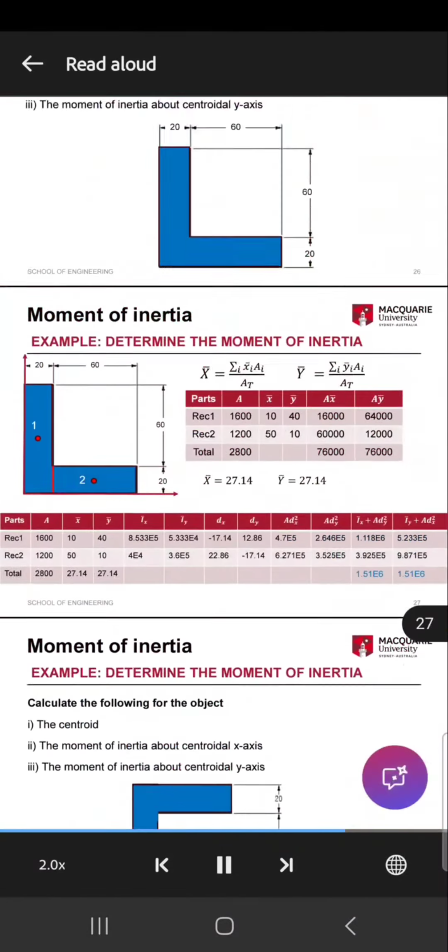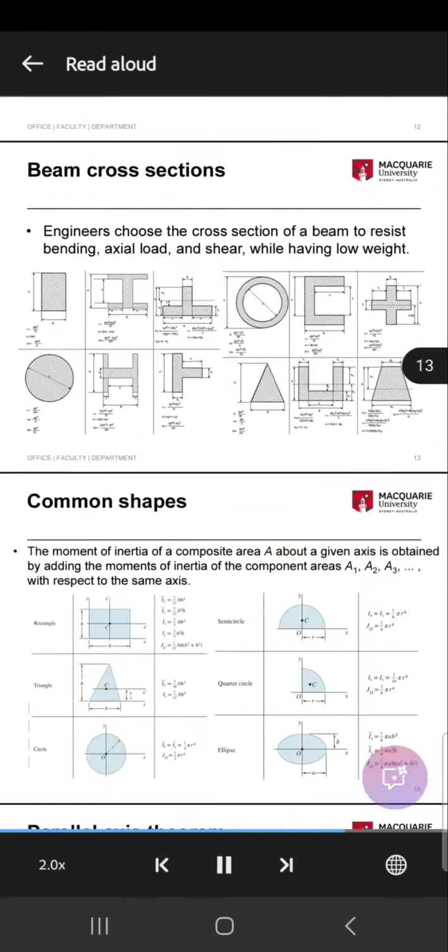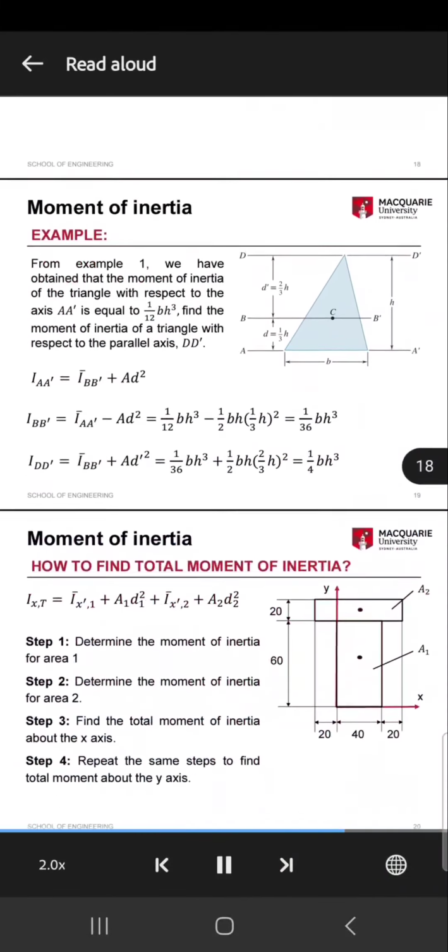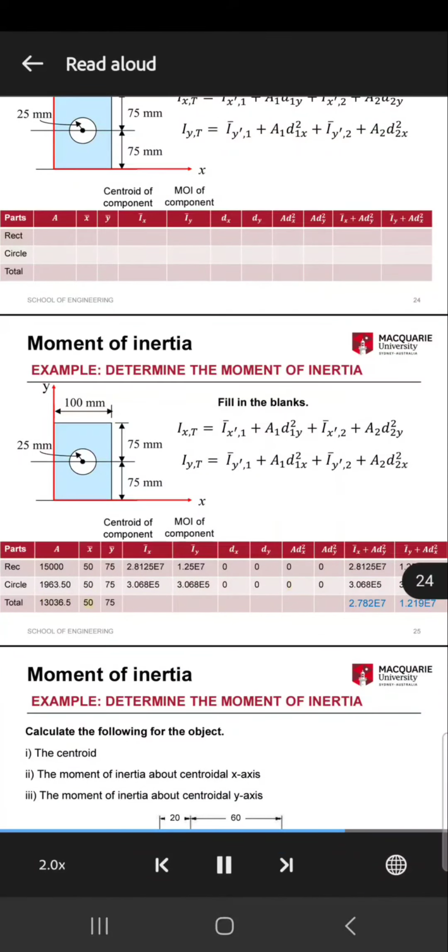Fill in the blanks. Centroid components, moment of inertia components, parts: A, x, y, Ixx, Iyy, dx, dy, A dy squared, Iyy plus A dx squared. For the rectangle: area 15,000, x 50, y 75, Ixx 2.8125 times 10 to the 7, Iyy 1.25 times 10 to the 7, and dx and dy are 0. Circle: area 1,960, x 50.